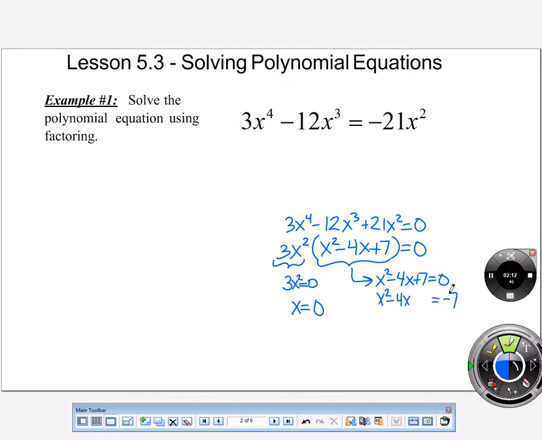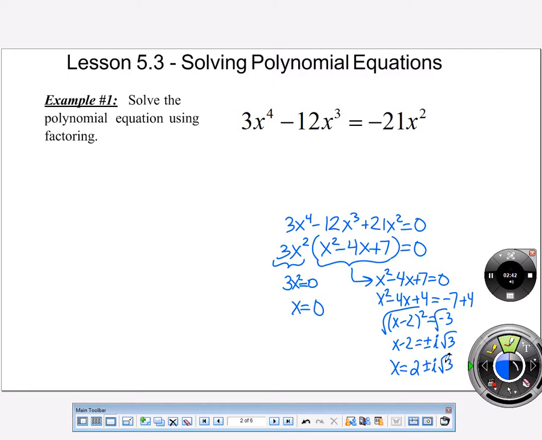What's the amount that I would add to each side? 4. And for those of you that aren't sure, I took the middle term of 4, divided it by 2, and squared it, and that's how I got 4. So I would get x minus 2 squared equals negative 3. If I square root both sides, I get x minus 2 equals plus or minus i radical 3. So x is equal to 2 plus or minus i radical 3.